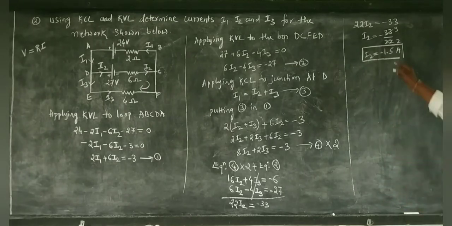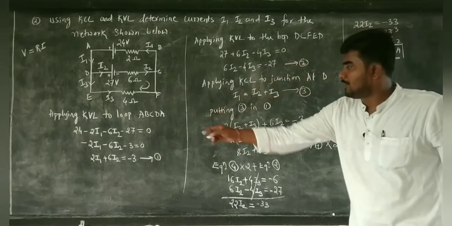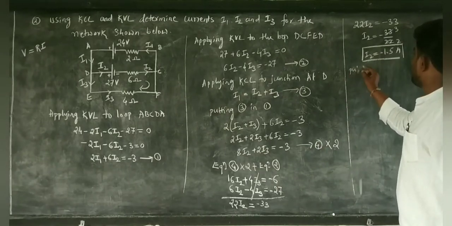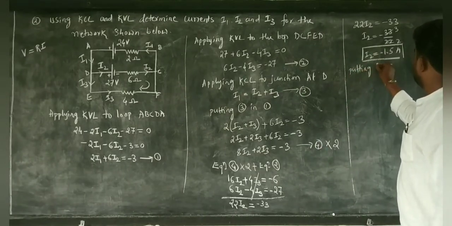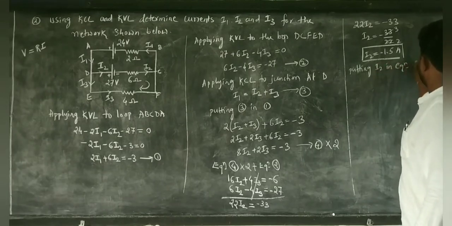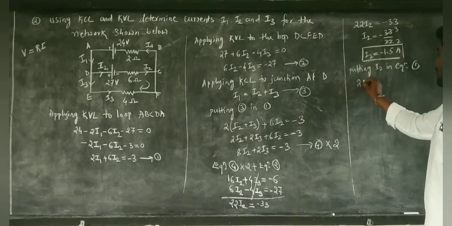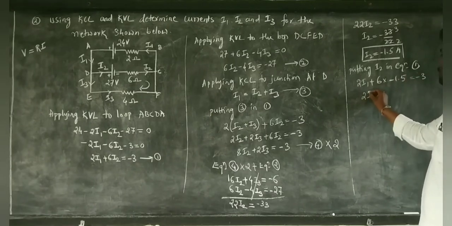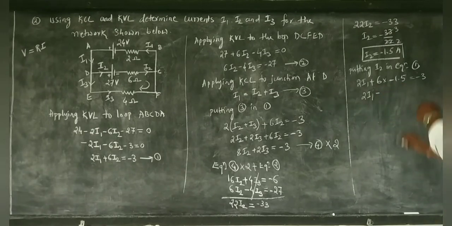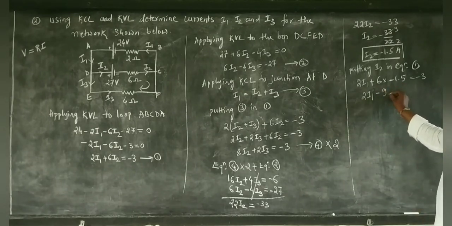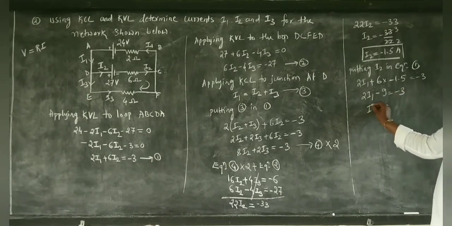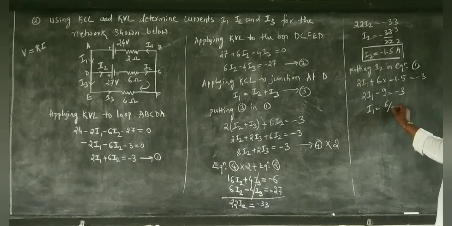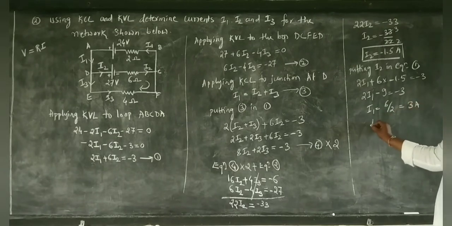Now I know the value of I2. This I2 value I can substitute in equation 1. Putting I2 in equation 1: 2 I1 plus 6 times I2, which is minus 1.5, is equal to minus 3. So 2 I1 plus, into minus, minus 9, is equal to minus 3, and I1 is equal to 6 by 2, which is equal to 3 ampere. I1 is equal to 3 ampere.